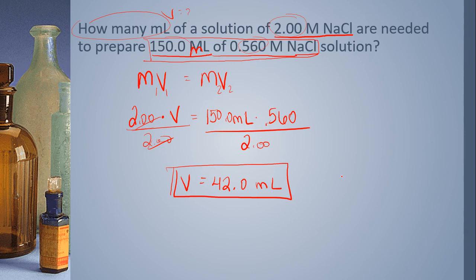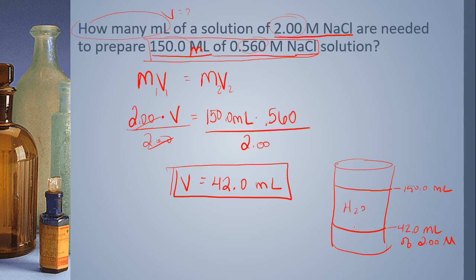So sometimes the questions are asking you a little bit more specifically what happens. So if we were going to do this, what we would do is we would take a container and we would pour 42, right here, 42 milliliters of 2 molar NaCl. We would pour that in here. But we want to make 150 milliliters of solution, so then what we would do is we would add water until we reach the 150 milliliter point. So all of this would just be H2O, and the stuff down here would be NaCl.